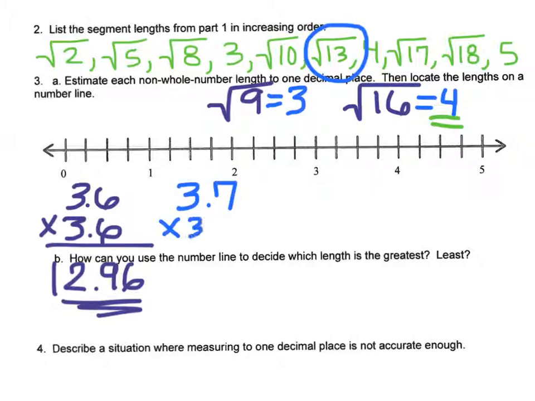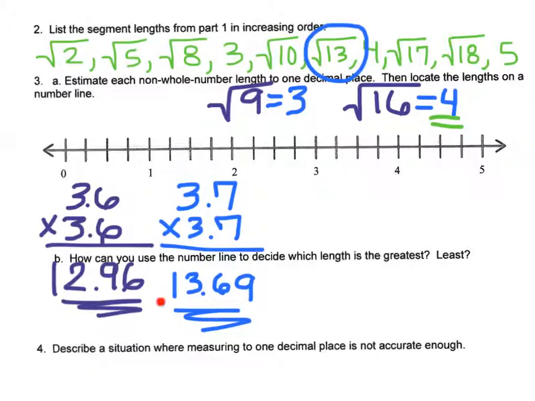So if I multiply 3.7 by itself, you could do the multiplication by hand. I think I'll use a calculator. 3.7 times 3.7 is 13.69. Now, 13.69 is 0.69 higher than 13. 12.96 is only 0.04 lower than 13. So that tells me that 3.6 is the better estimate for the square root of 13 than 3.7.